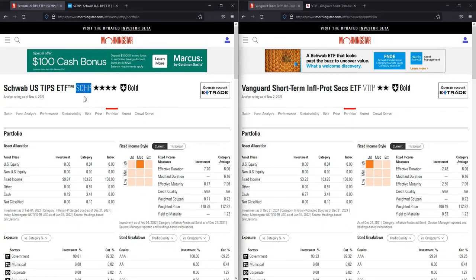And for SCHP, we have this little grid box here. And to the left, we have the credit quality, where low is the lowest, high is the highest. And to the top, we have the duration of the maturity, with moderate being between 3.5 years to 6 years.